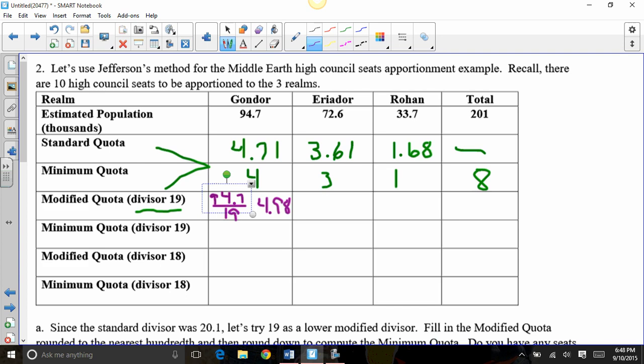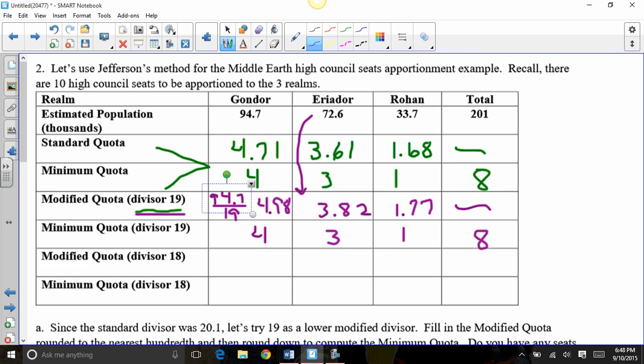Then I'm going to take the 72.6, coming back up, always using those original numbers, and divide it by 19. That's going to give you 3.82. Then take your 33.7, divide it by 19, and that's going to give you 1.77. Again, that entry there won't mean anything. Round them down. Use your whole numbers, so 4, 3, and 1. I haven't helped myself. I still have only allocated 8 seats. I need to get all 10.